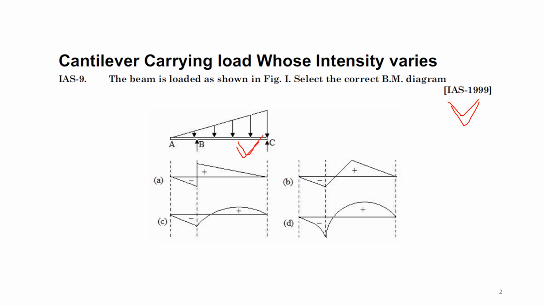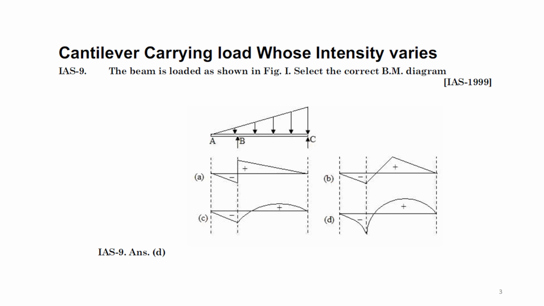They are asking what is the BMD for this loading condition. So for this, see, here is one load, here is also one load, and this is uniformly distributed. It is not a uniformly distributed load, it is a varying load but not uniformly distributed. Okay, so in this case D will be the option.